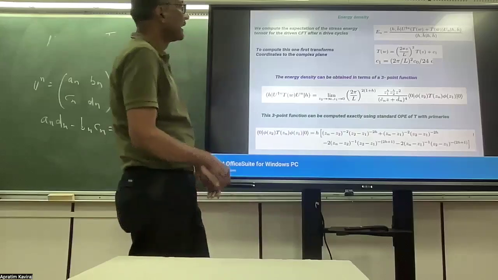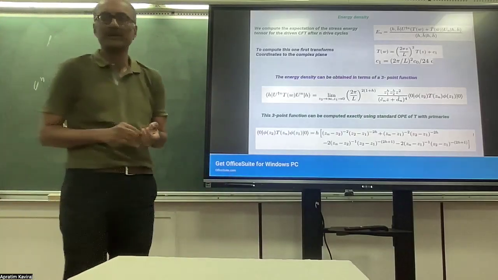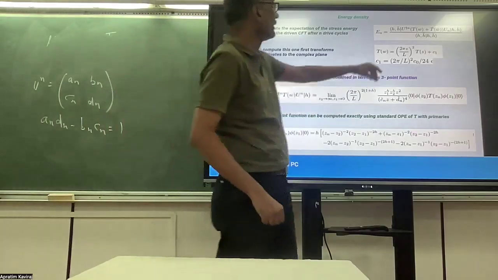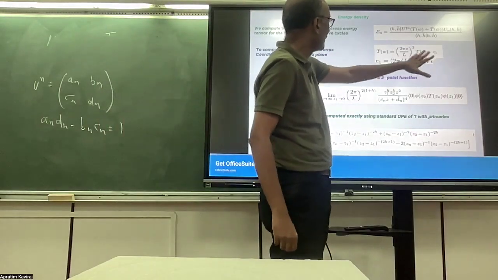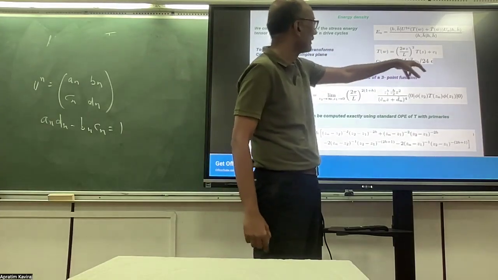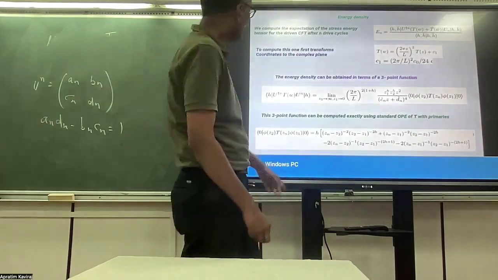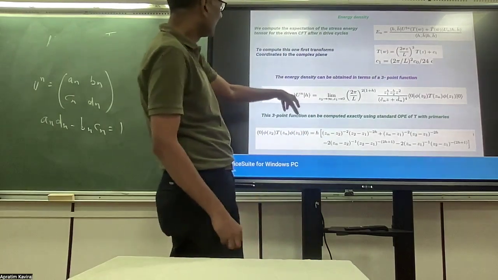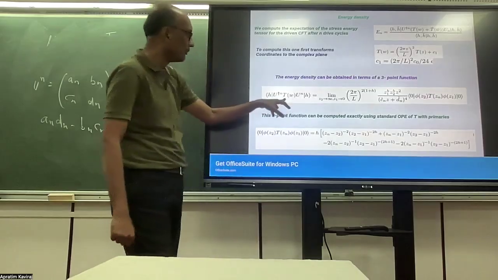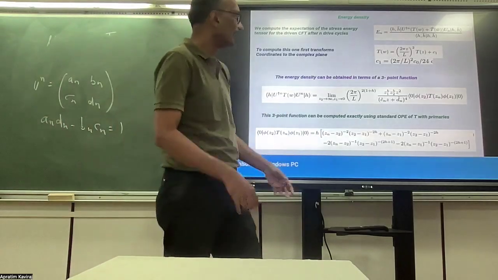The next one that I want to compute is the energy density, which is the expectation of the stress energy with respect to this given state, and a similar calculation. As we know, on the complex plane, the stress energy is just this plus T of z. Then I have to just do this computation after n cycles of the drive.